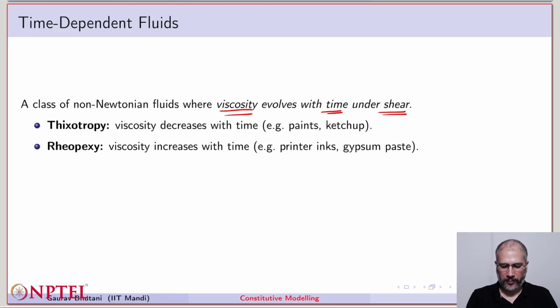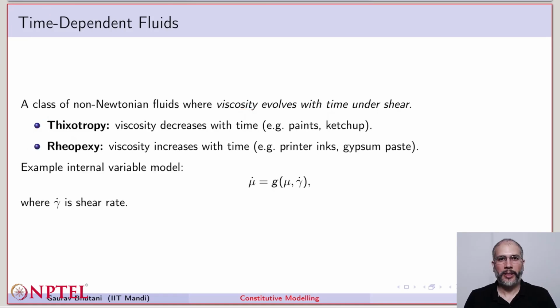But here, for the same shear strain, the viscosity may change with time. Examples are thixotropic fluids, where the viscosity decreases with time, so the fluid becomes easier to flow with time. And there are rheopectic fluids where the viscosity increases with time. That is, with time, the fluid becomes difficult to flow. Since the viscosity mu is changing with time, we define a model for mu dot, which could be a function of mu and also a function of gamma dot.